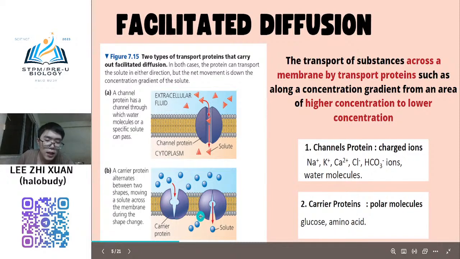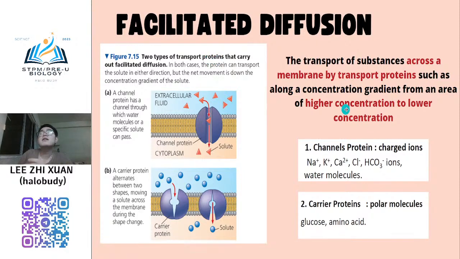So for carrier protein, you need to know it is not necessarily only involved in active transport. Carrier protein can also be involved in facilitated diffusion. You just need to see whether it is down the concentration gradient or against the concentration gradient. If it is down the concentration gradient, it is confirmed facilitated diffusion. But if it is against the concentration gradient, it involves active transport.